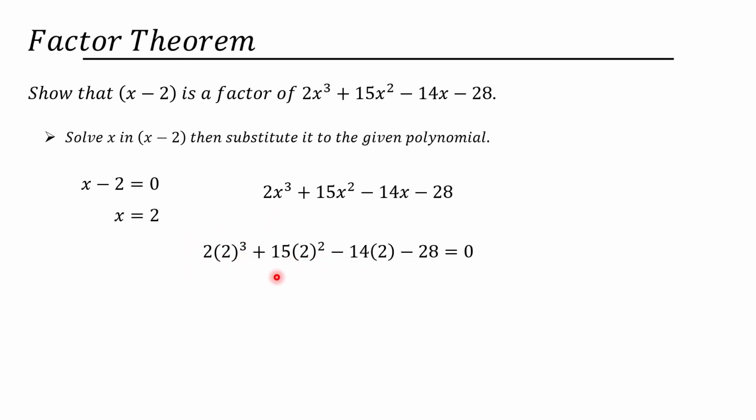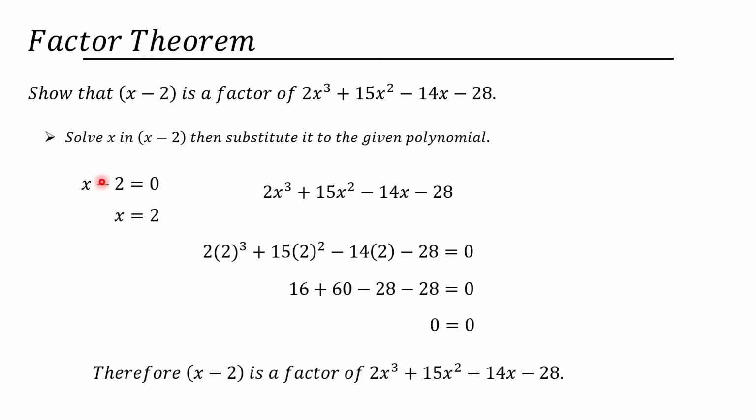So, papalitan natin lahat. Then, let's compute isa-isa. 2 times 2 cube. So, magiging 16. Ito, you use your calculator. This is 60. And this is negative 28 minus 28. And if we get the sum of this, the sum is 0. So, meaning, since 0 yan, therefore, x minus 2 is a factor of 2x cubed plus 15x squared minus 14x minus 28. Okay? So, ganyan lang mag-prove ng isang factor if part siya or factor siya ng given polynomial.